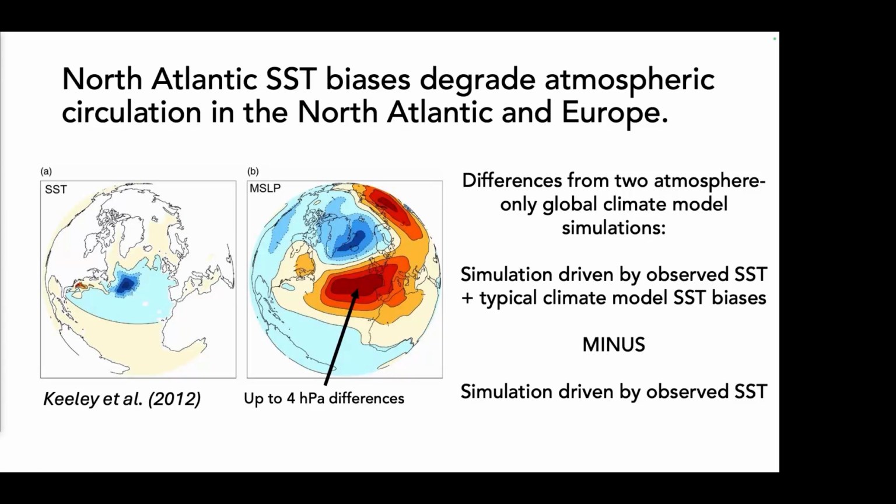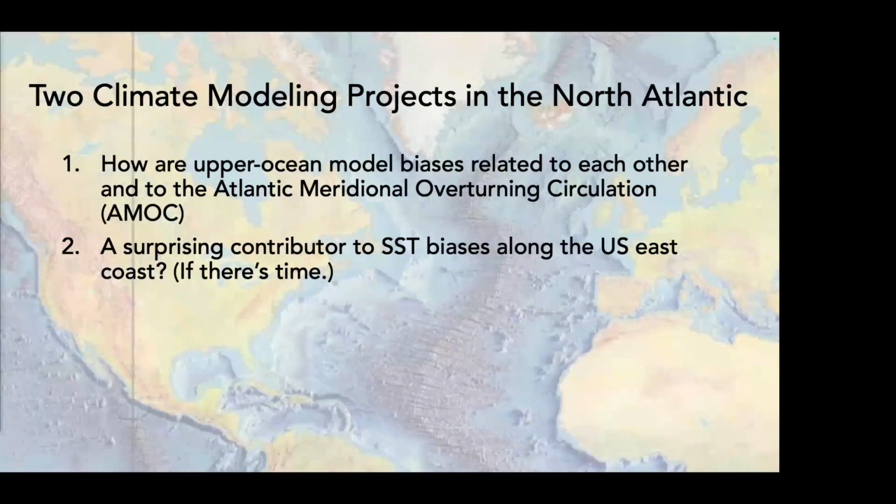So today I'm going to tell you about two projects. Mostly I'm going to spend time on the first, which are related to biases in the North Atlantic. The first I'll spend the most time on is thinking about these upper ocean biases, what they look like in the Ocean Model Intercomparison Project, and how they relate to the AMOC.